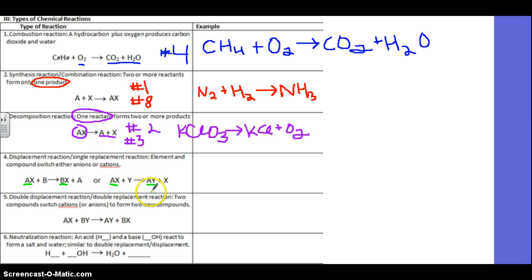So what you're looking for in a single replacement reaction is, notice this AX, that is a compound, it's more than one element. So you're looking for a compound plus, see this B right here, that's representing a single element.